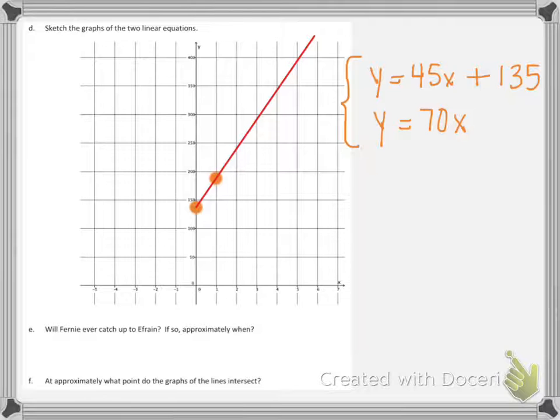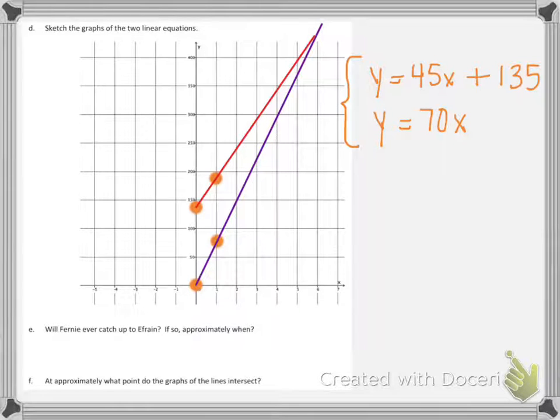And then we'll also plot y equals 70x. Well, there is no y-intercept, so I'm going to start at the point 0, 0. And then I'm going to go up 70 and right 1. Up 70 and right 1 is going to be about right there. And then I can draw that line through those points. So this line is going to look something like this. Okay, and there's our two lines.